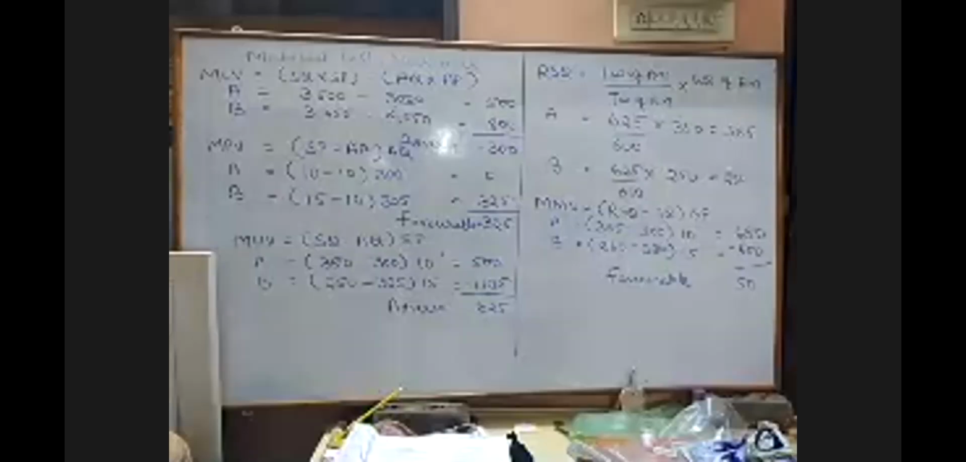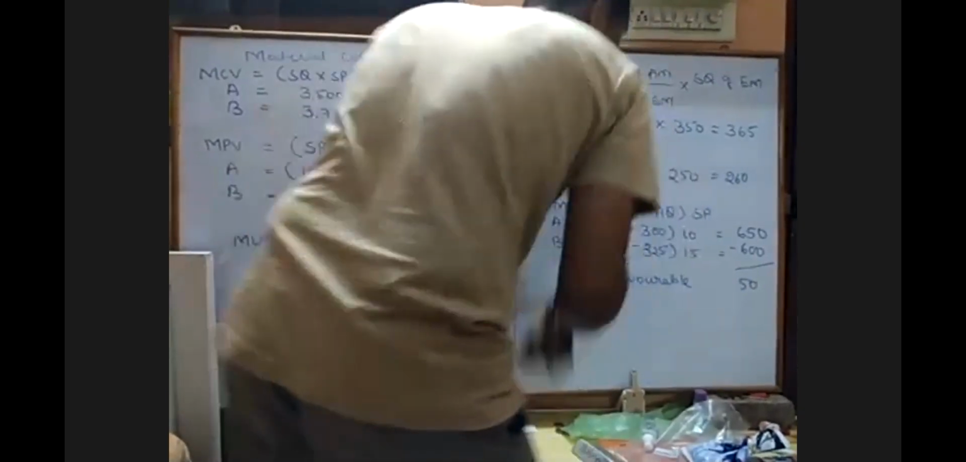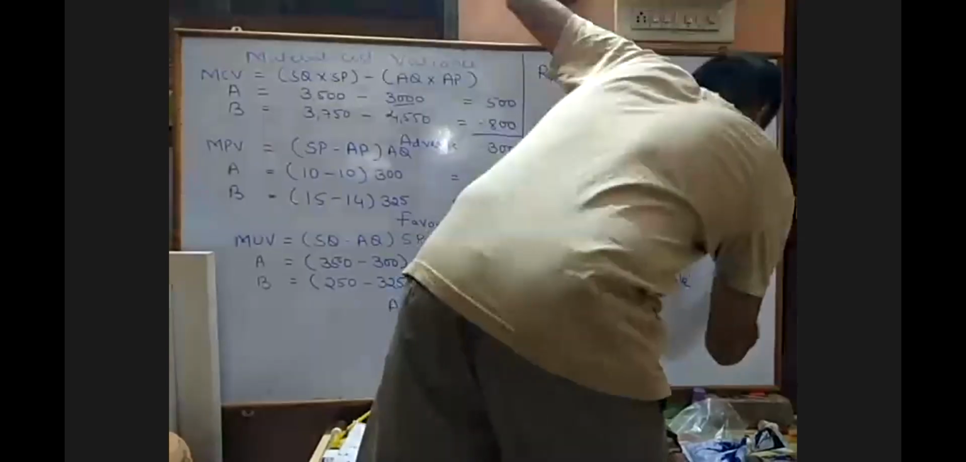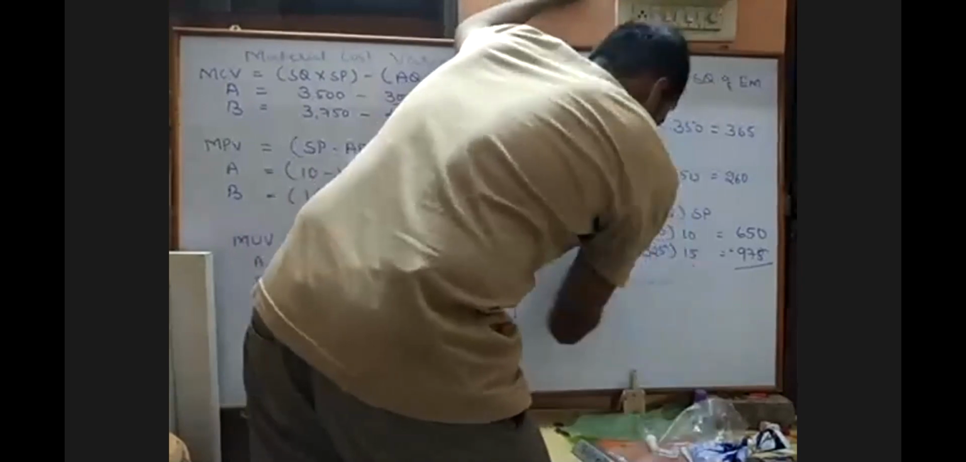325. Okay, done. Then what will be the value of this? Can you please tell me? 975, sir. Adverse. 975. Now it will be adverse because it will come as negative.